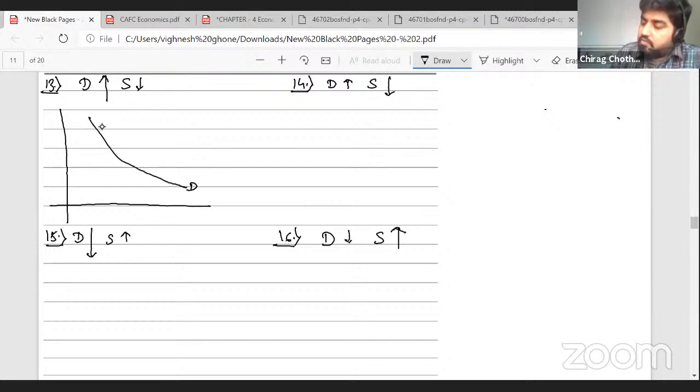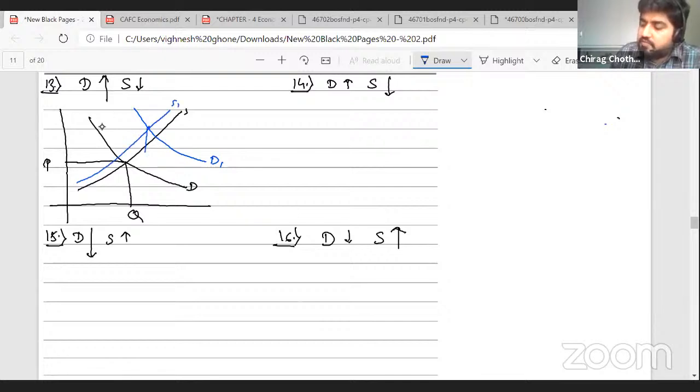Demand curve, downward sloping. Supply curve is upward sloping. This is our equilibrium quantity and equilibrium price. Demand increases more than the decrease in supply. So increase in demand, this is our increase in demand, which is huge, and decrease in supply, which will be minute. So this is our S1.